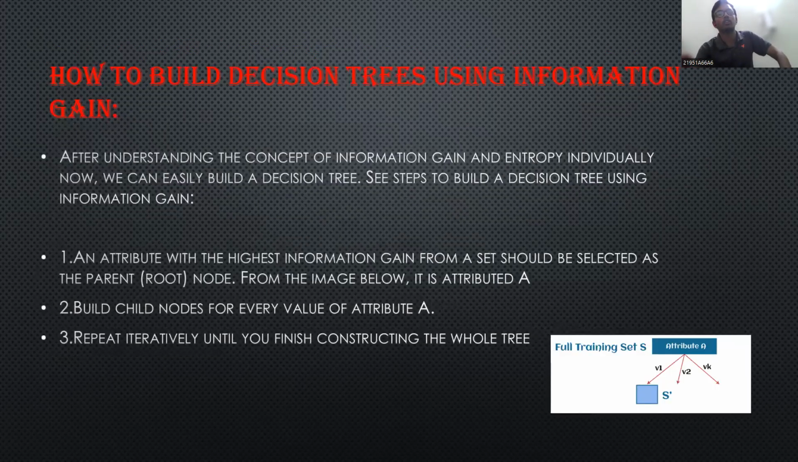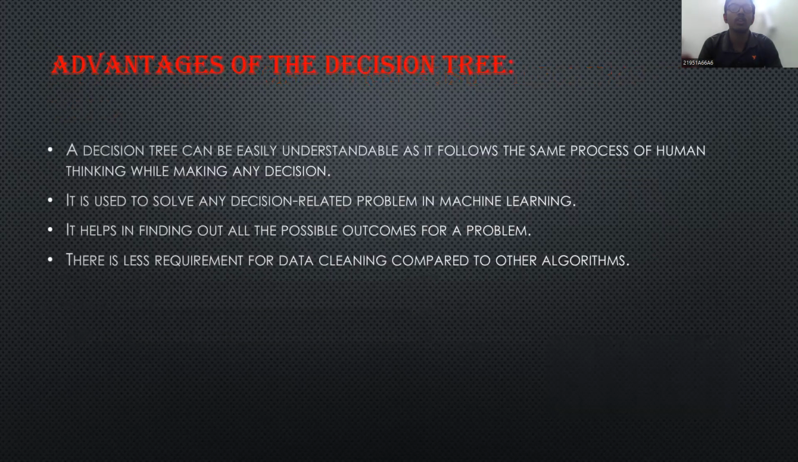How to build a decision tree using information gain. After understanding the concept of information gain and entropy of an individual node, we can easily build a decision tree. See the steps to build a decision tree using information gain. An attribute with the highest information gain from a set should be selected as a parent node. From the information below, it is attribute A. The second point is to create left child nodes for every value of the attribute.